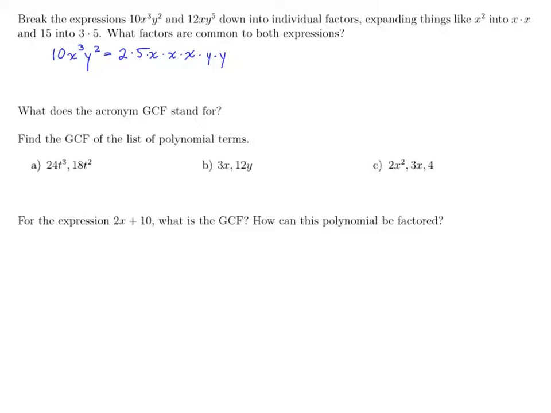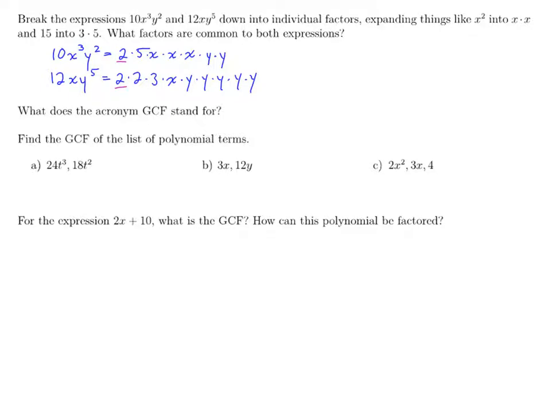Now we'll go to the second expression, which is 12x y to the fifth, and I'll break it down in a similar way. 12, broken down into its prime factorization, is 2 times 2 times 3, so I'll write that, 2 times 2 times 3, and then x, I just have one of them, so I'll write that as times x, and then y to the fifth is the factor of y occurring 5 times. So I'll write times y, times y, times y, times y, times y, and again I wrote that factor of y 5 times.